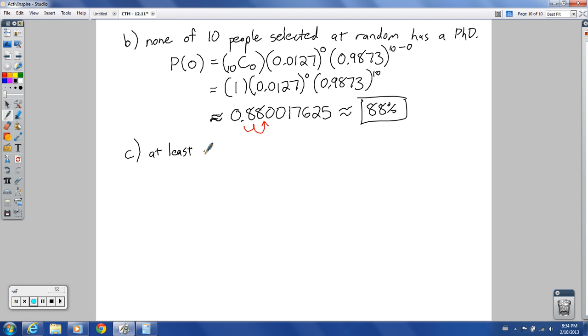But part C, now let's say this, at least one person. Oh, one of those at least problems. Initially look very difficult, but then you think about it and then it's one of the easiest problems you can do. So at least one person of 10 selected at random has a PhD.